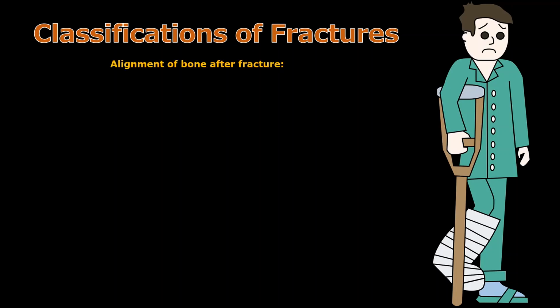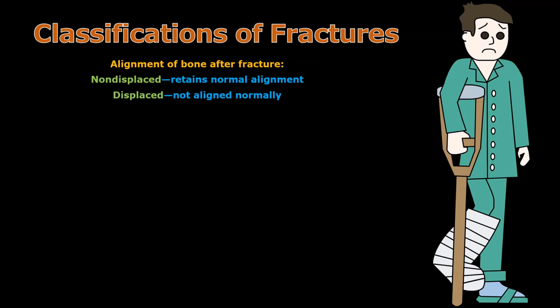So, the first thing you can consider, and there's four big ones here we're going to cover on the slide. Where are the bone parts after the break? That is the alignment of the bone where it was previous to the break, or has it been displaced? So that's the term we use. A non-displaced fracture retains its normal alignment, and a displaced fracture is not aligned normally.